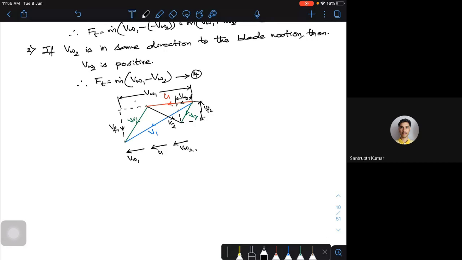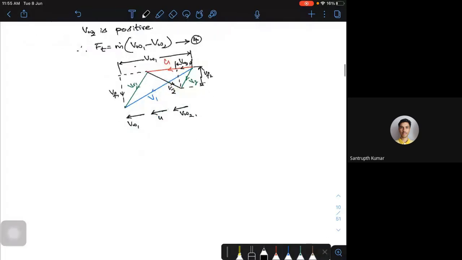So in that case, I can write your tangential force Ft is equal to m dot into Vw1 plus or minus Vw2. When you are going to use plus and when minus, you should take the call. I will use plus when they are in opposite directions. I will use Vw1 minus Vw2 when they are in the same direction. That's all, simple thing. Is that clear?